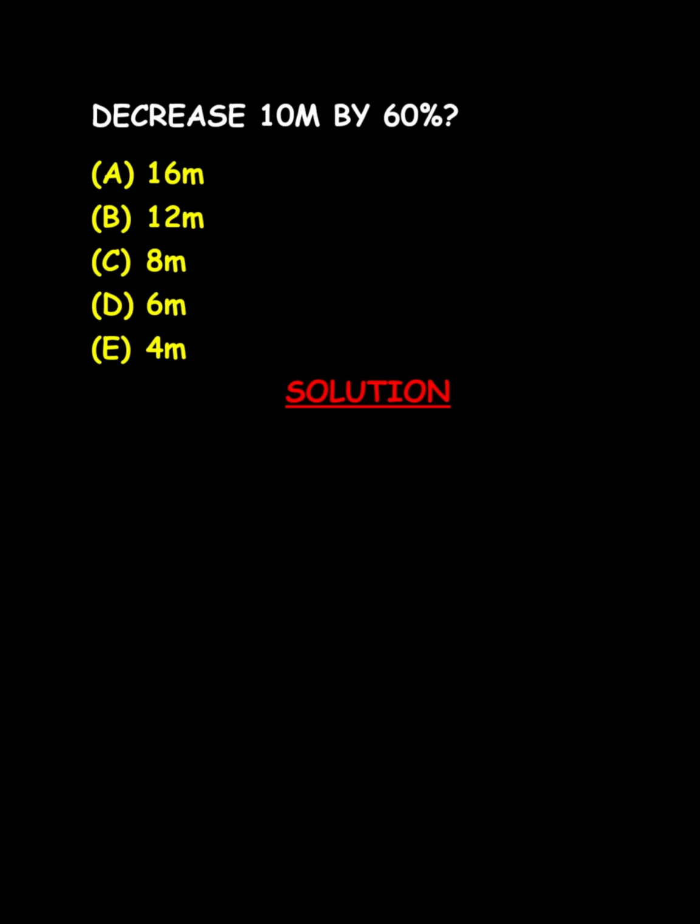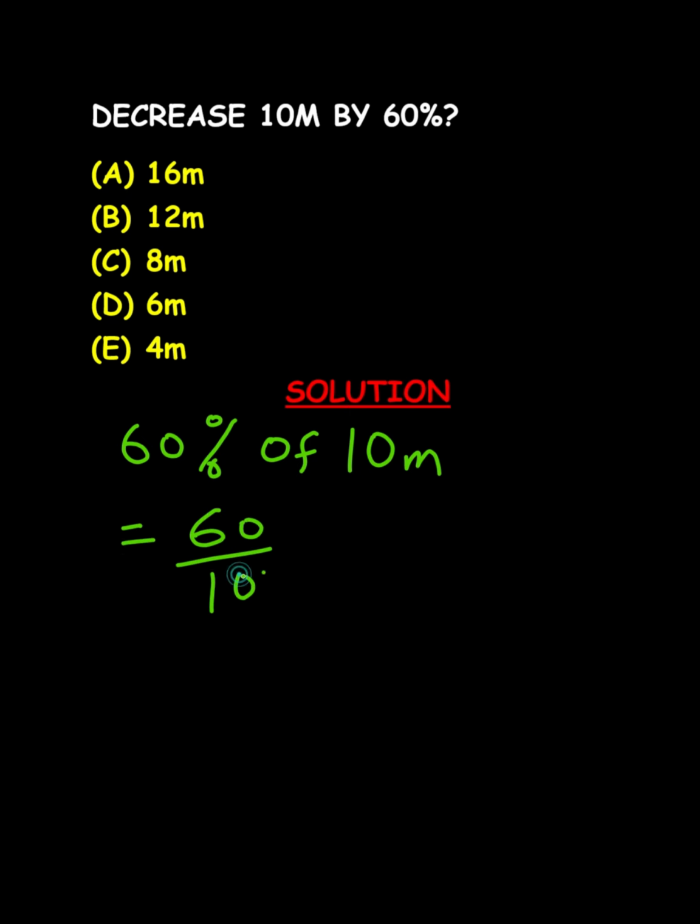Decrease 10 meters by 60%. A. 16 meters. B. 12 meters. C. 8 meters. D. 6 meters. E. 4 meters. Solution. 60% of 10 meters equals 60 divided by 100 times 10 equals 600 divided by 100.